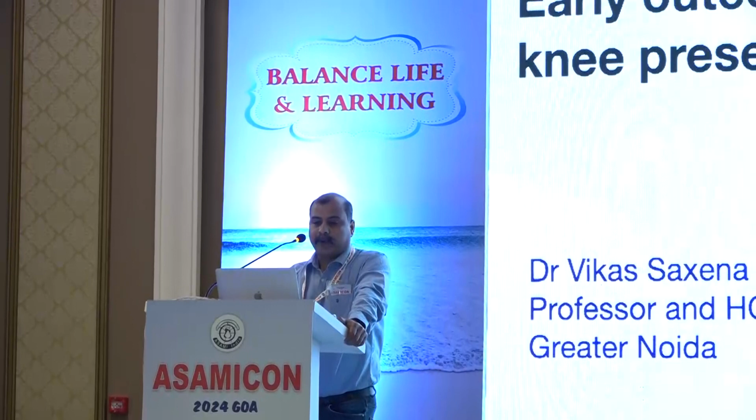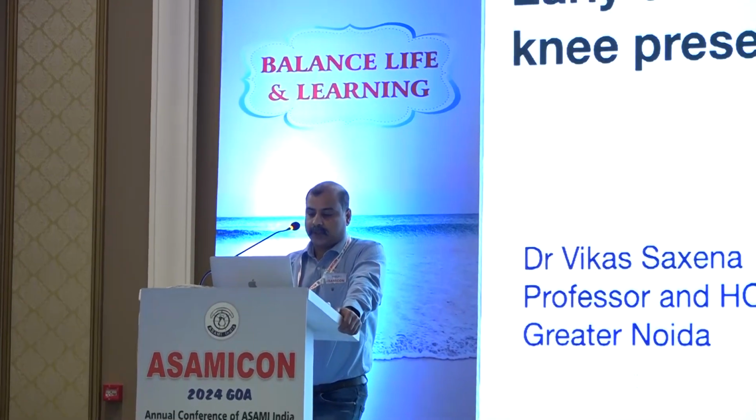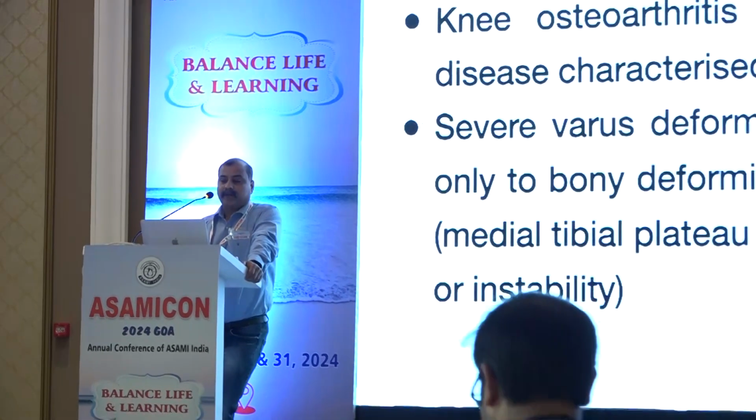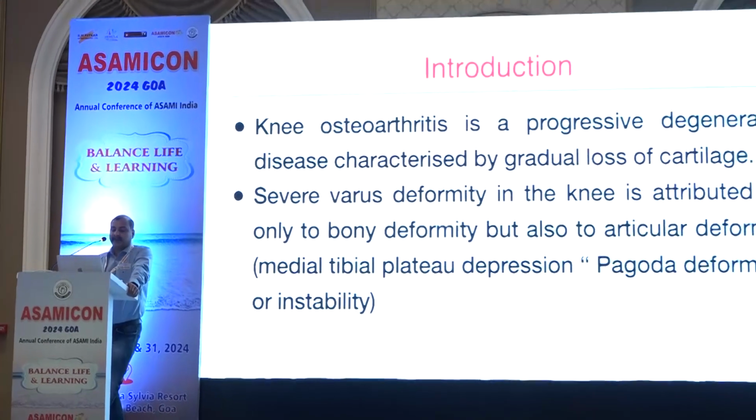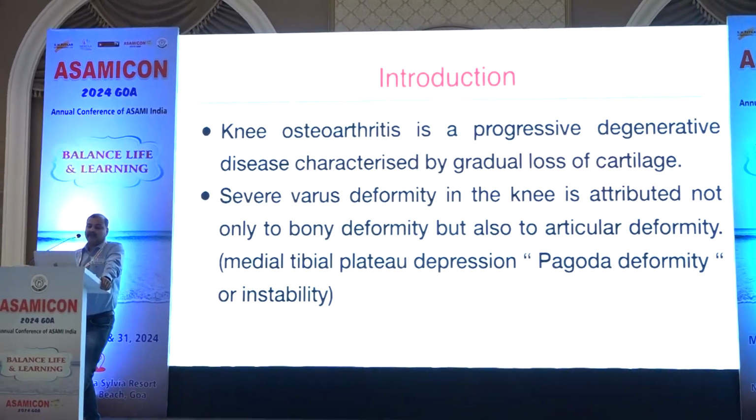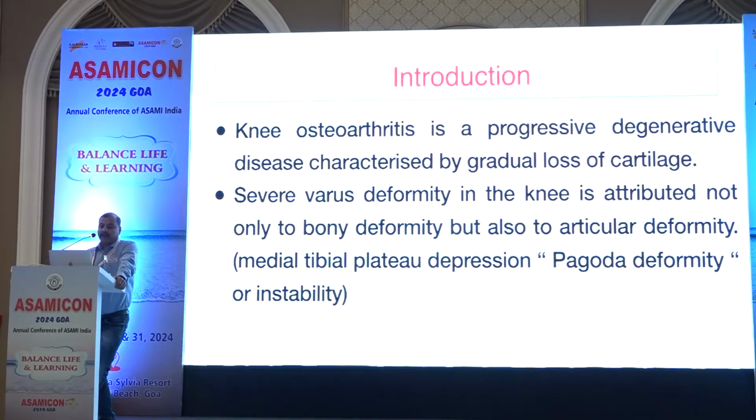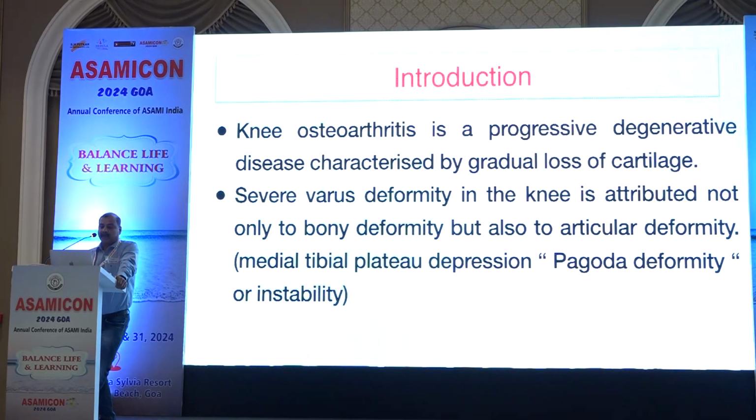My topic of talk is early outcome of osteotomies around the knee for knee preservation. As we all know, knee osteoarthritis is a progressive degenerative disease characterized by gradual loss of cartilage, primarily due to metaphyseal varus. In cases of severe varus deformity in the knee, it is attributed not only to bony deformity but to articular deformity as well. That is because of the medial tibial depression, what we call Pauwels deformity, or because of instability.